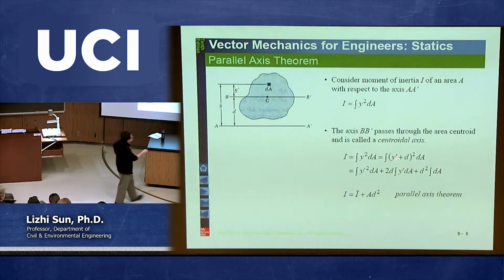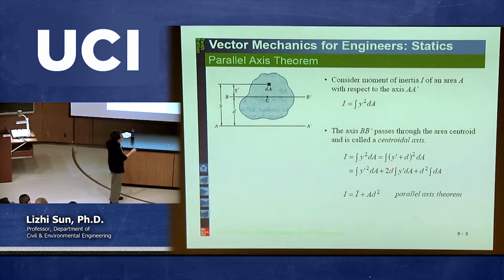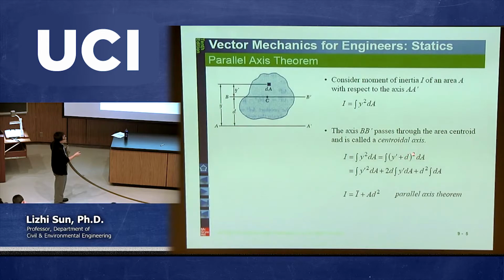Now let's look at the second term. The second term is 2d y prime. Both 2 and d are constant, right? Because when we are fixing those two parallel lines, d is a constant. So you can put d and 2 out of the integration. You just need to deal with the integral of y prime dA. That's the second term. The third term is d squared. So the integral of d squared dA. But d is constant, d squared is constant as well. So you put the d squared out of the integration, and then you just do the integral of dA.